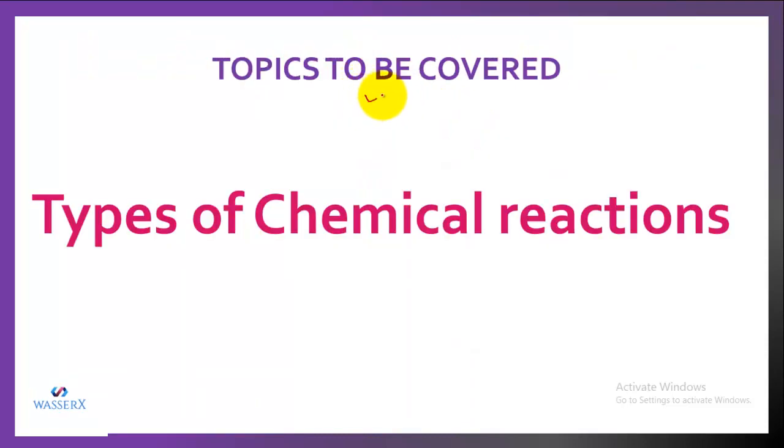The topic to be covered is types of chemical reactions. As you all know, a chemical reaction is a process in which we mix a few substances and they give rise to a new substance. There are different types of chemical reactions that occur under specific conditions, or chemical reactions which involve particular substances. So let's study them.